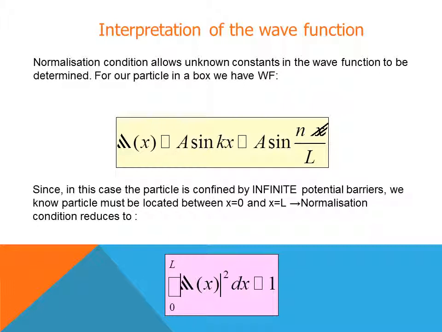Now we can see the interpretation of the wave function. The normalization condition allows unknown constants in the wave function to be determined. Here we can see our particle in a box, where there is a wave function. Since in this case the particle is confined by infinite potential barriers, we know the particle must be located between x equals 0 and x equals L. So the limit should be 0 to L.